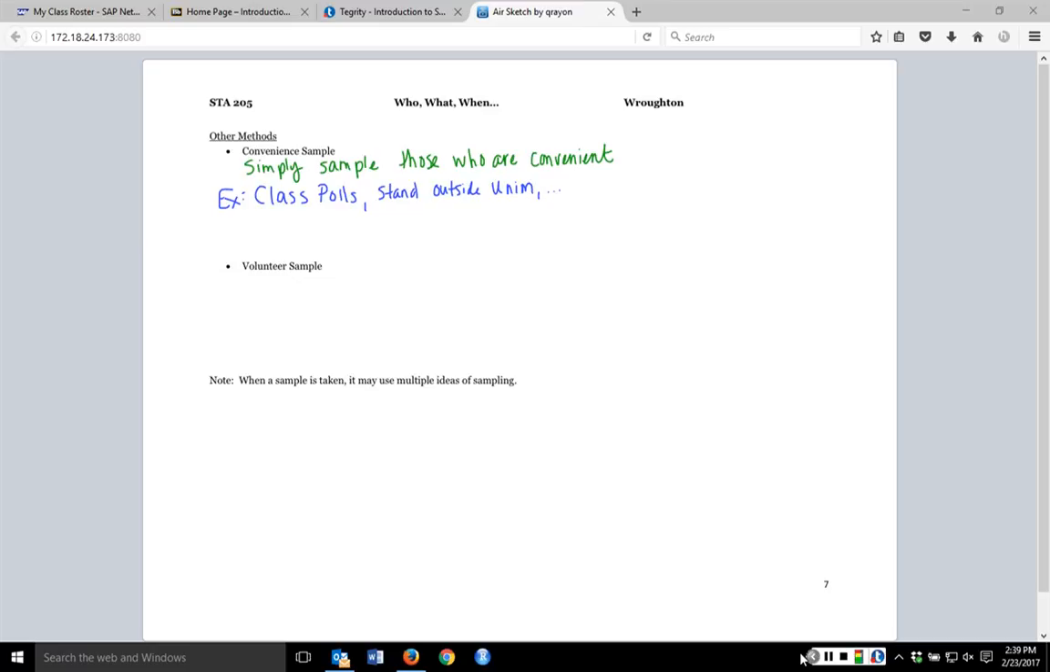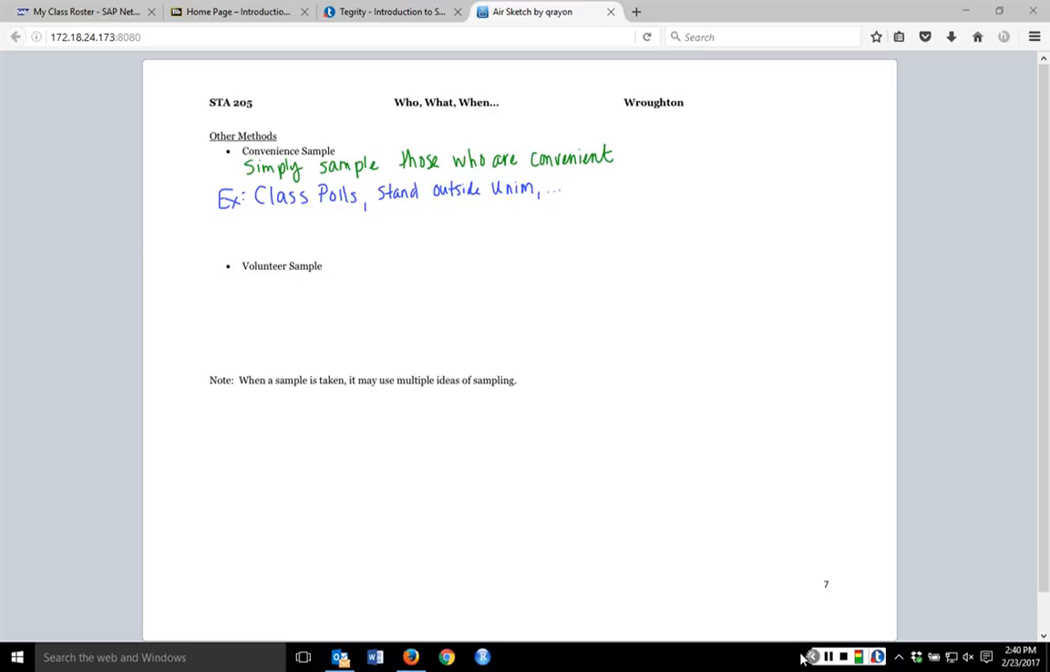I mean, if I'm doing a class poll and I'm worried about, for example, major, that might be a little biased, especially if I'm in an upper level stat class, because that's going to be full of more stat majors. Right, so it matters what I'm measuring, whether it's really going to be a strong bias attached to it.